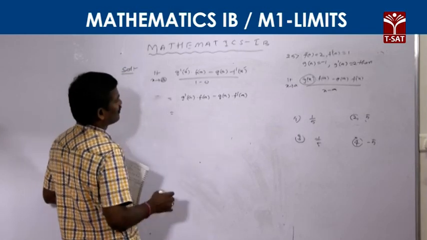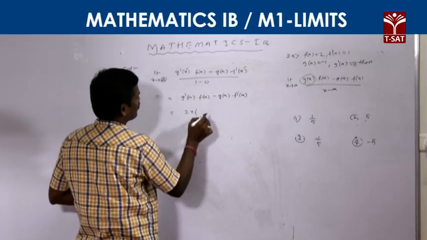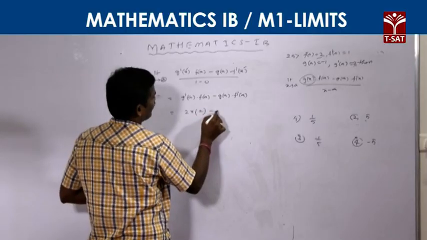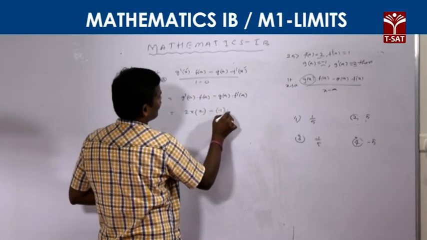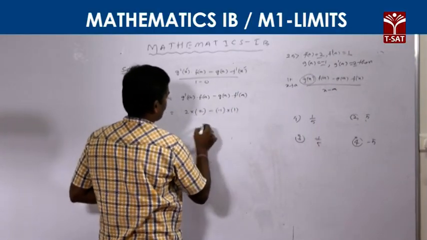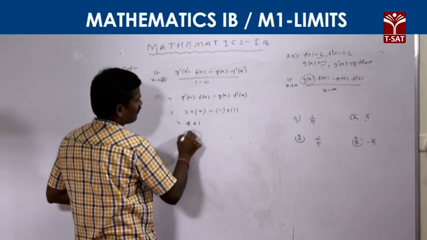So g dash of a, the answer is what? 2 into f of a is what? 2. Minus g of a is minus 1. So g of a is what? Minus 1 into f dash of a is what? 1. So 2 to the 4 minus plus 1. So the answer is 5. 5 is the option.